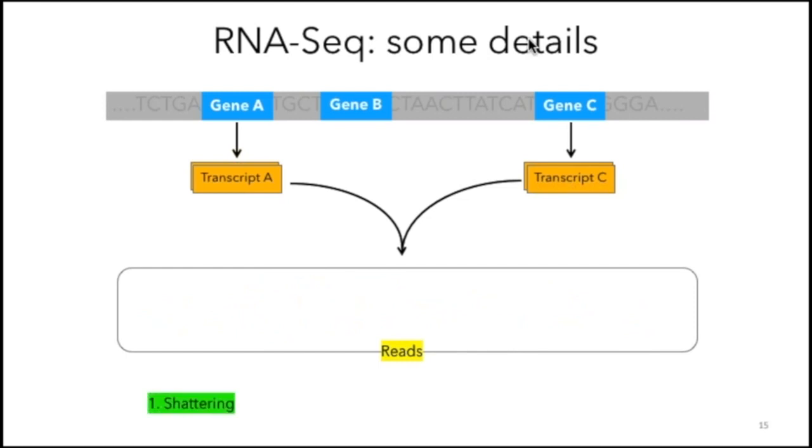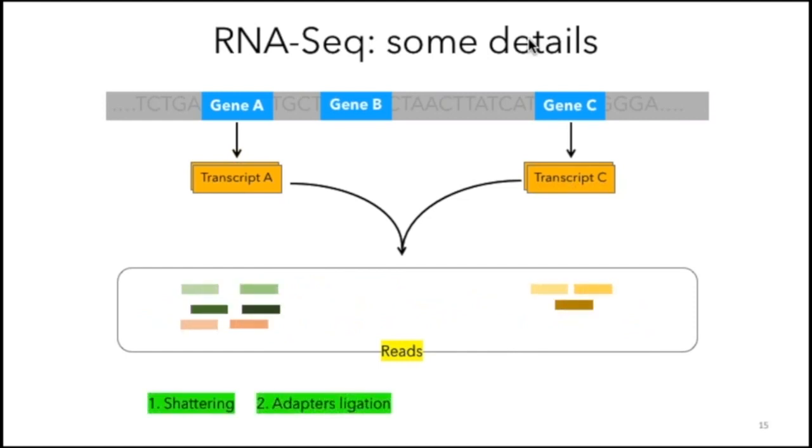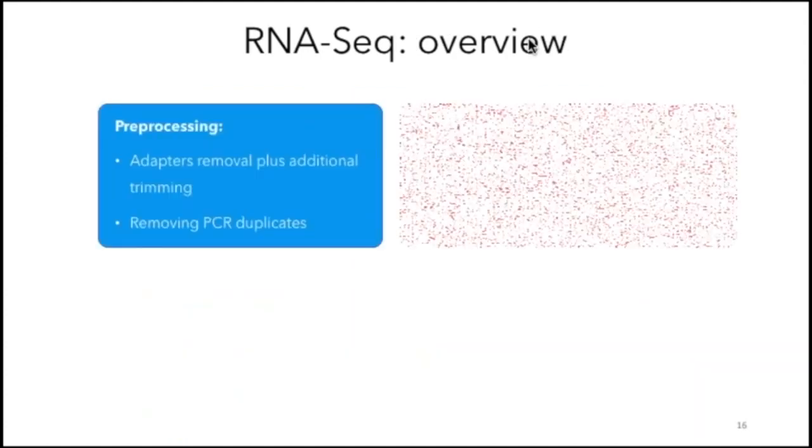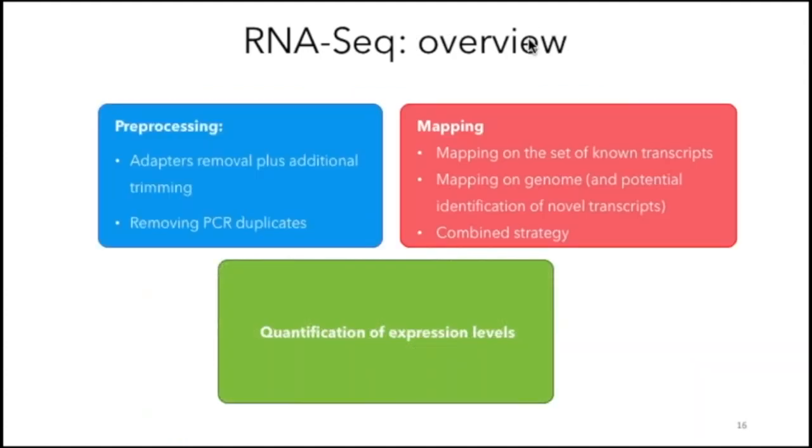So there is going to be shattering of those reads, and then there's going to be adapters to those reads, and then there's going to be PCR amplification, and then finally we will have the reading procedure. So whenever we look at raw reads, there's a little bit of a complication there. And therefore, whenever we do the RNA-seq analysis, it actually consists of 3 different steps.